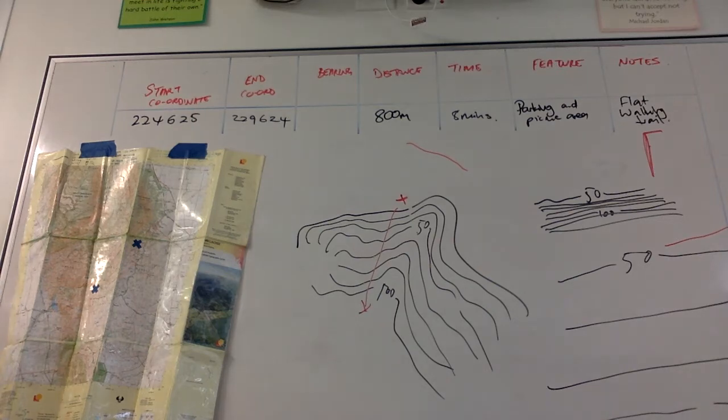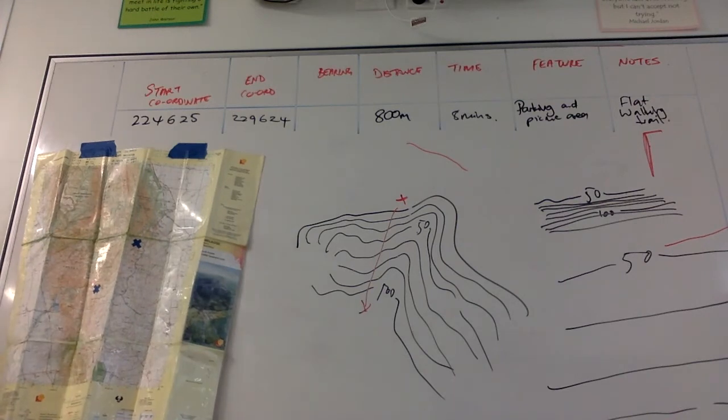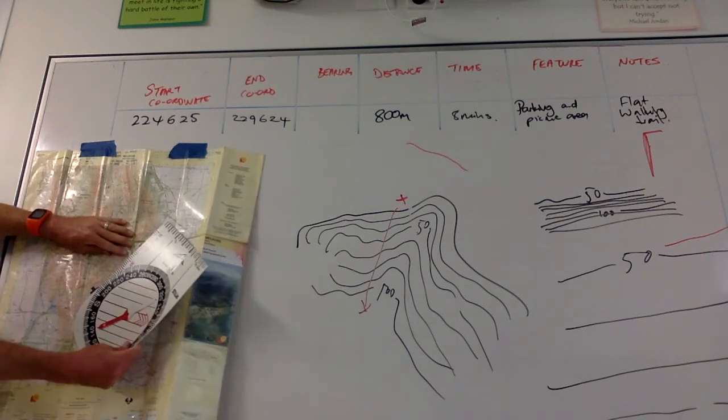You can see my blue X's on there. Let's say there are 2 points. So that's my first point, that's my second point. Just imagine that that is the case. I line up the edge of my compass.